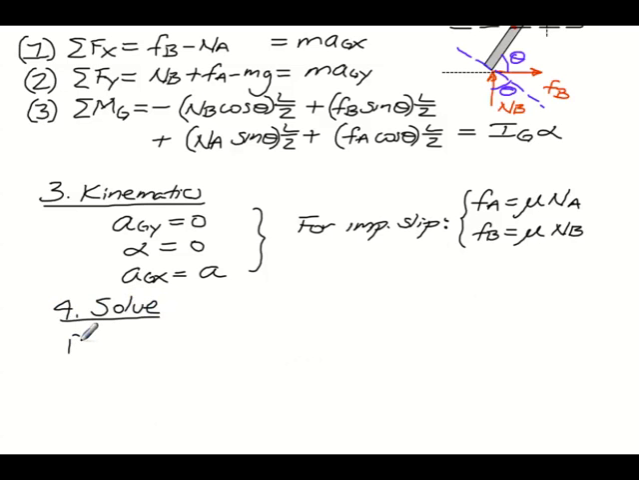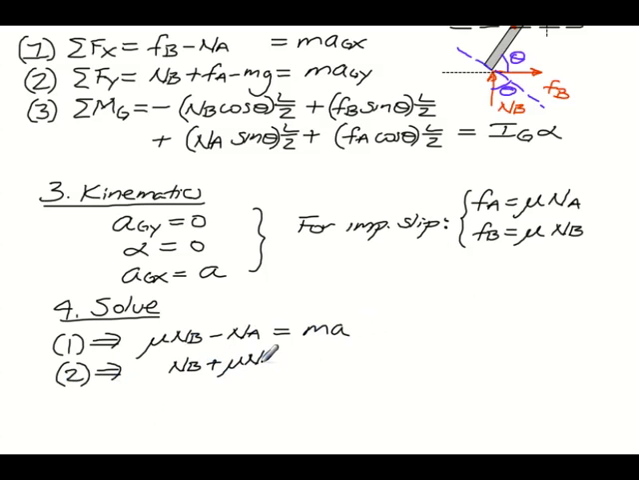If I take equation 1, put in the kinematics, I get that mu NB minus NA is equal to mA. Second equation, the y component of the force, says that NB plus mu NA is equal to mg. So these two equations, involving NA and NB, are coupled together. What I'm going to do is solve for NA and NB in terms of A.